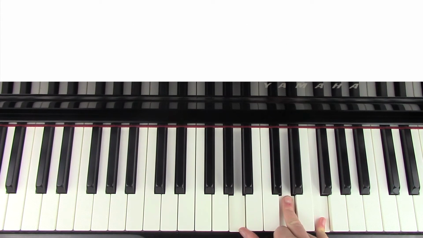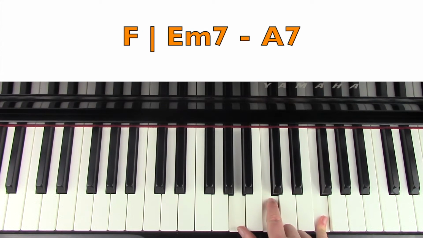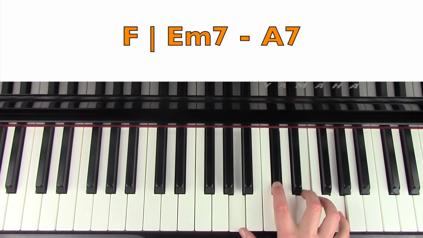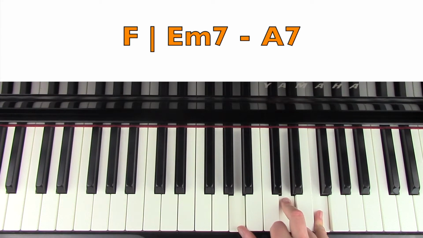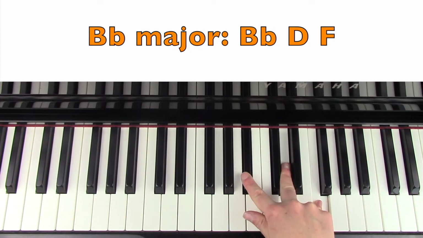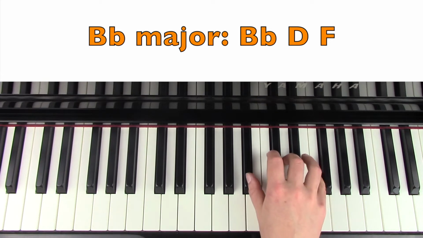So I'm just going to do what we've done so far, going straight into the verse. 1, 2, 3, 4. And then you're going to come to a B flat major, which is B flat, D and F for 2 beats.